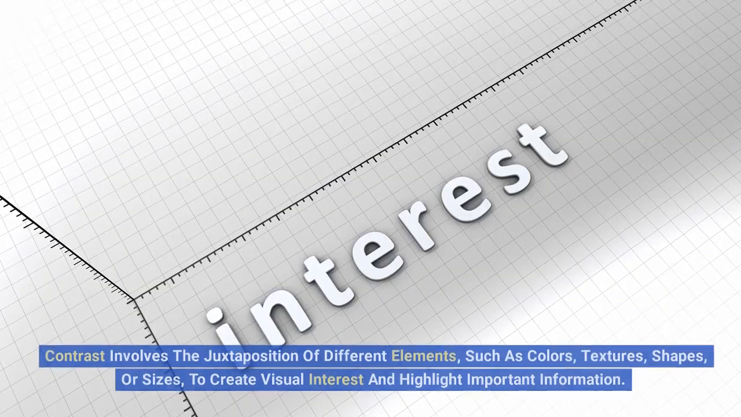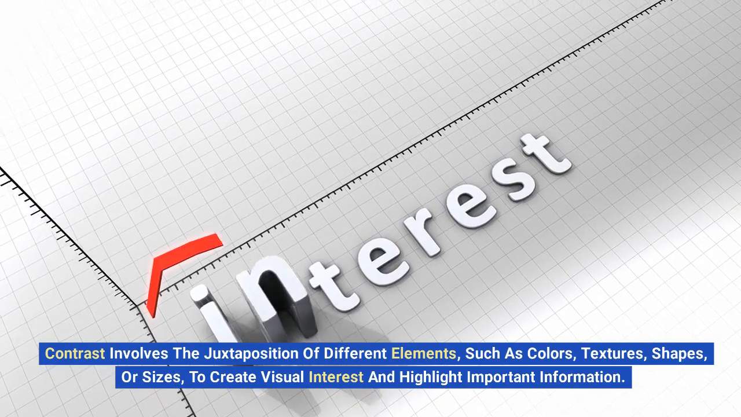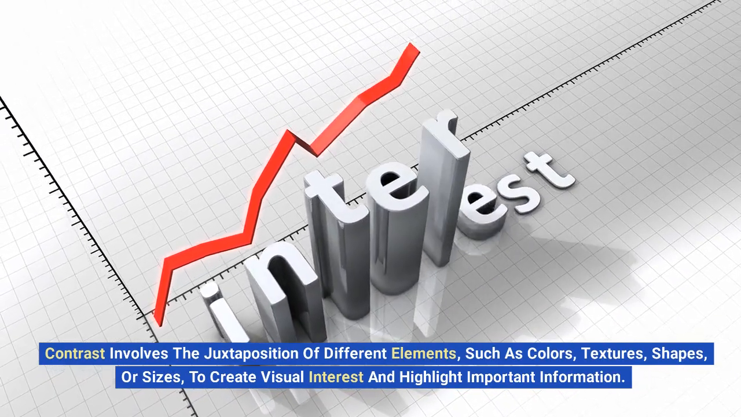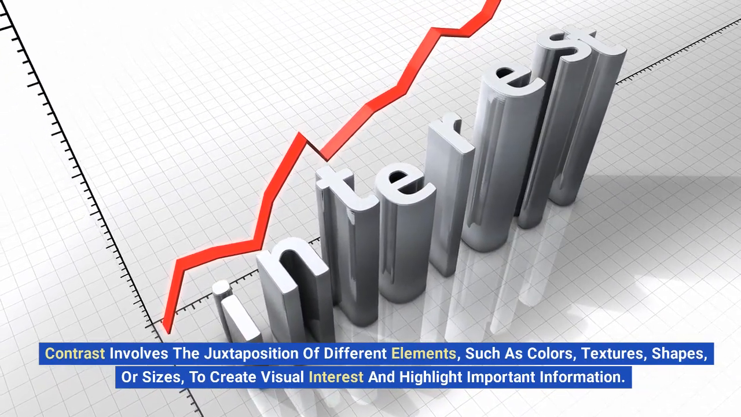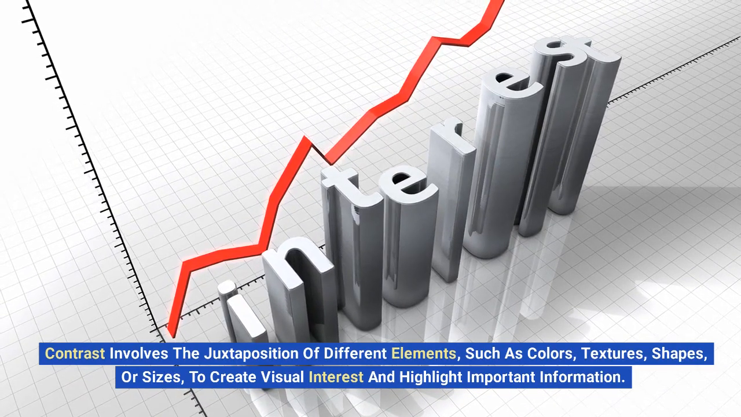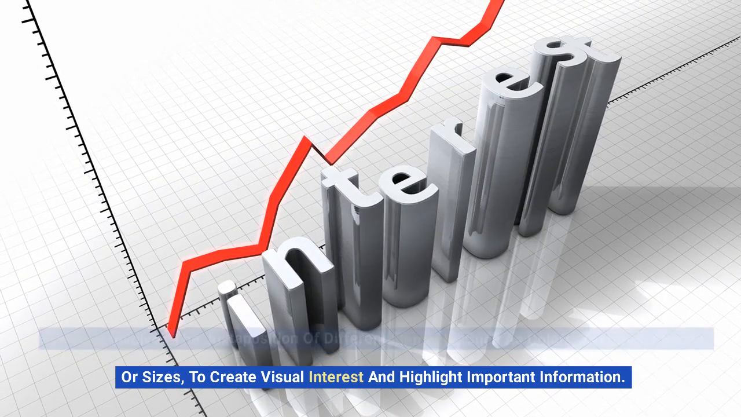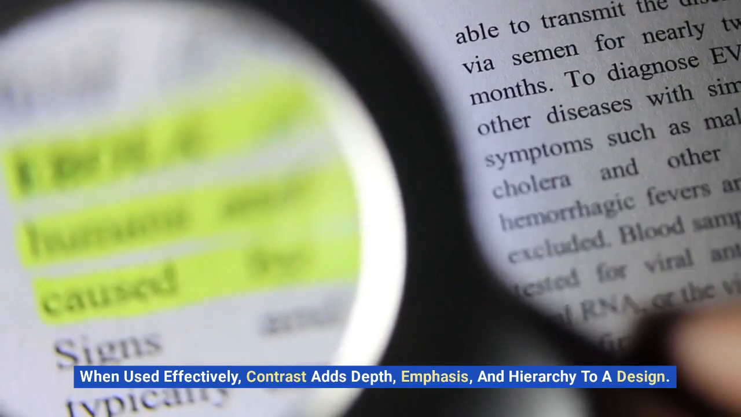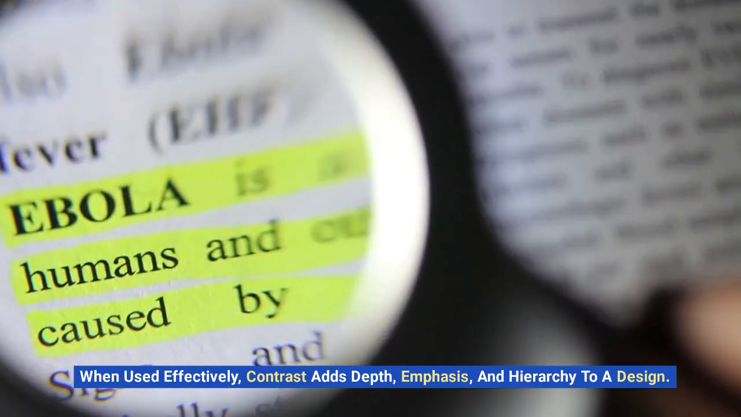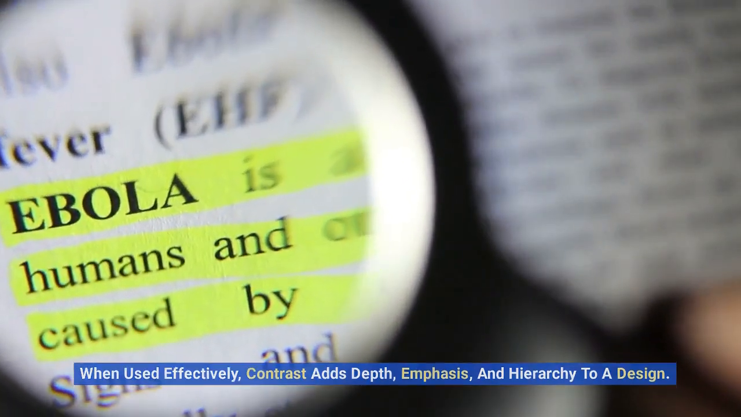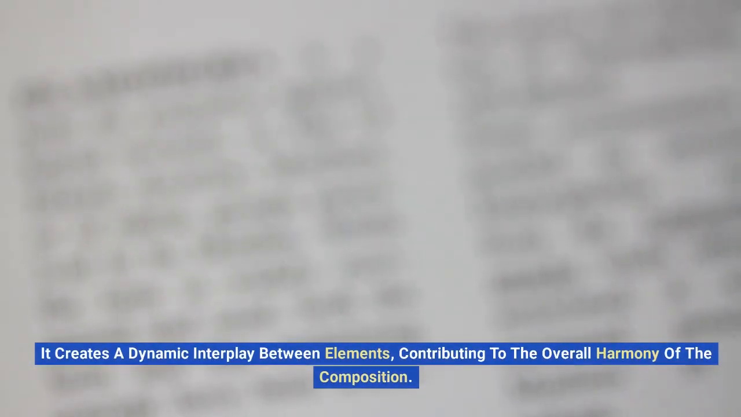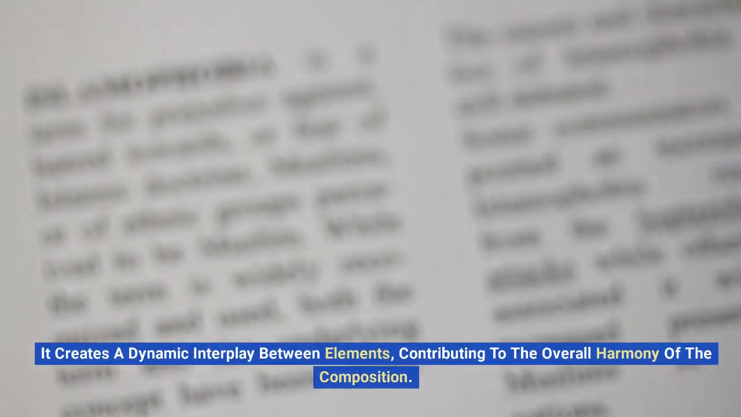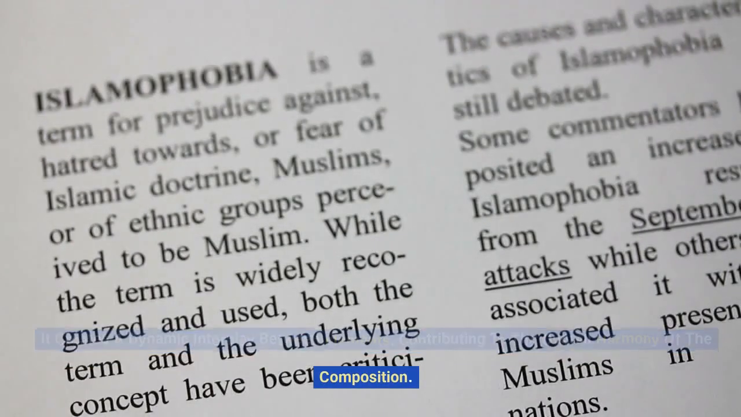Now, let's talk about contrast. Contrast involves the juxtaposition of different elements, such as colors, textures, shapes, or sizes, to create visual interest and highlight important information. When used effectively, contrast adds depth, emphasis, and hierarchy to a design. It creates a dynamic interplay between elements, contributing to the overall harmony of the composition.